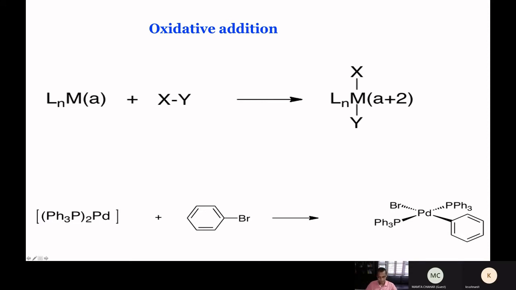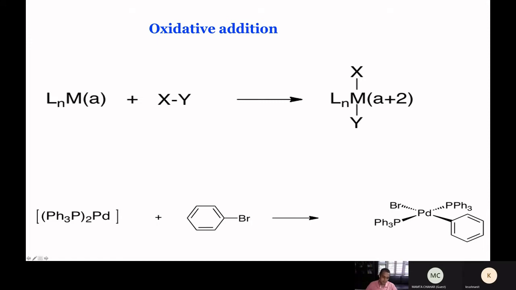What we have noticed in the last class is that the oxidation state of the metal will be raised by 2 units. As we have said, if it is palladium 0 oxidation state, then after oxidative addition, it will be palladium +2. If it is a nickel 1+ complex we start with, after oxidative addition, it would be nickel +3. Here is a real example of a palladium complex.